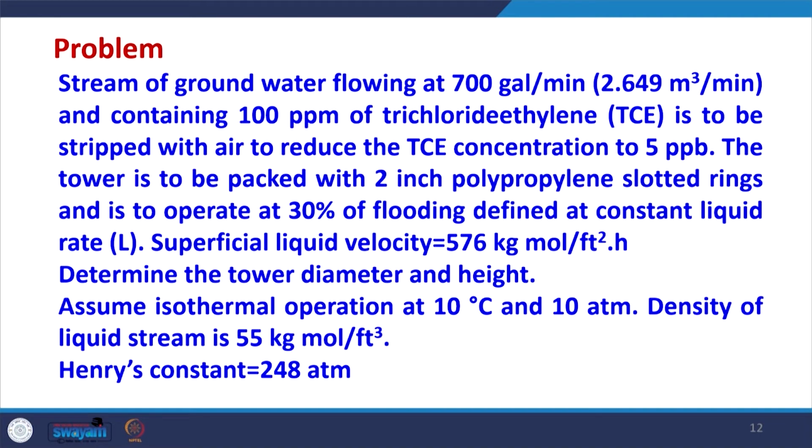Here a problem is given that we desire groundwater at a certain rate for our community, but that groundwater has 100 ppm of trichloroethylene, TC, which is not desirable and has to be removed from 100 ppm to 5 ppb, which is the standard given by different organizations for drinking or for any usage purpose. So, we have to reduce the TC from 100 ppm to this particular value.